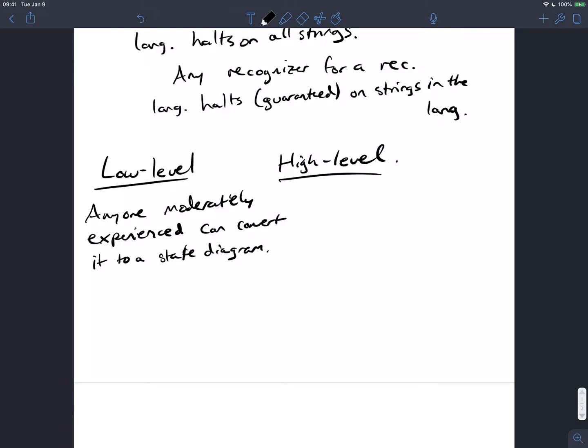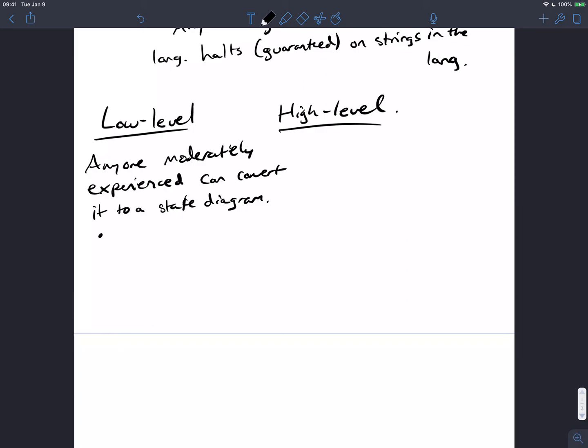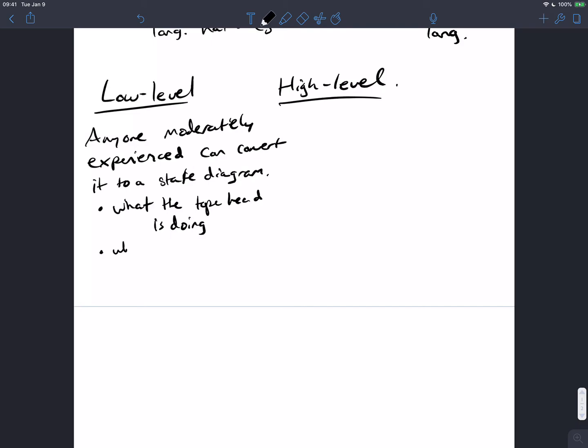So the things that you need to say here in general are what the tape head is doing. Like, is it moving right? Is it moving left? That sort of thing. What is written? And things along that nature. So you're giving a low-level understanding of what the machine is doing, but written in English, instead of this absolutely formal schematic, the state diagram.